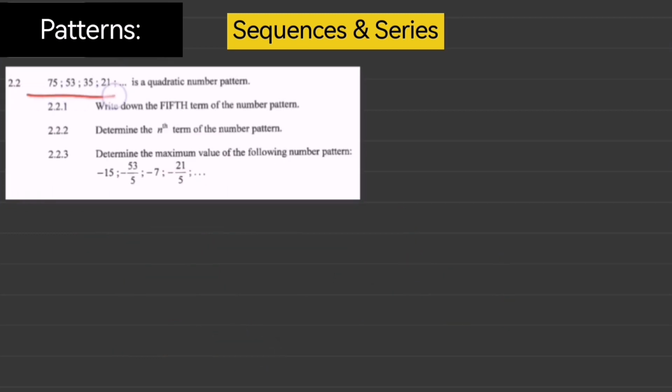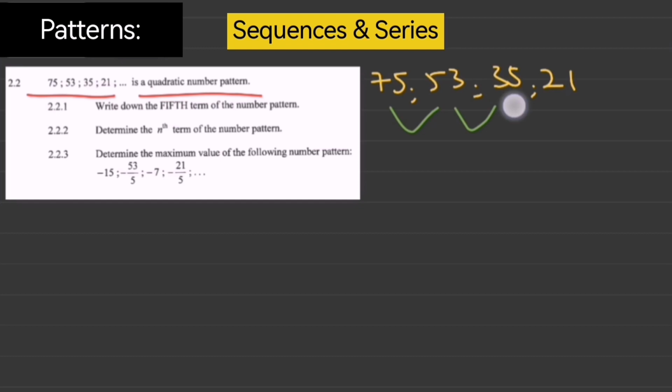Now this next pattern you see here is a quadratic. We have the terms 75, 53, 35, and 21. A quadratic pattern has a constant second difference. So to find out what it is, we first need to write out our first differences.